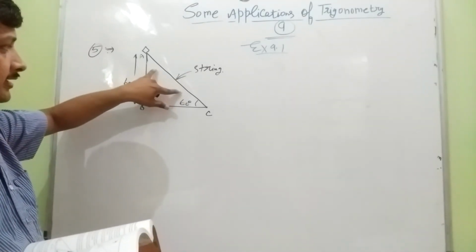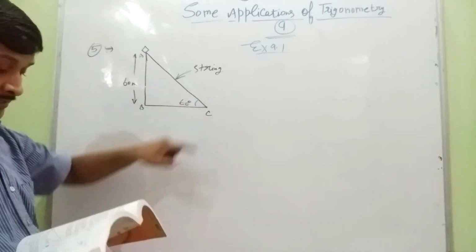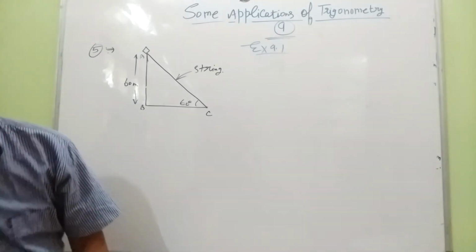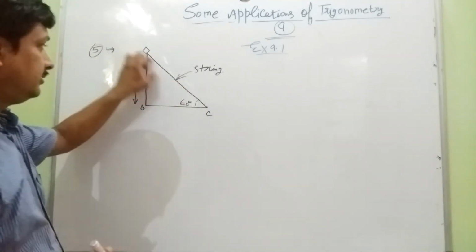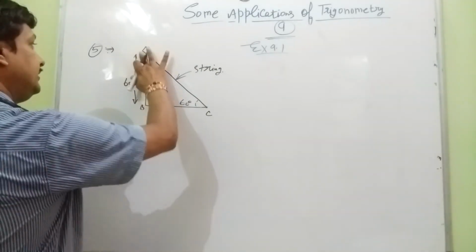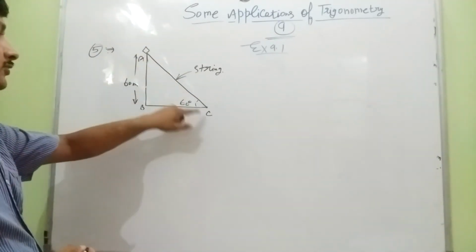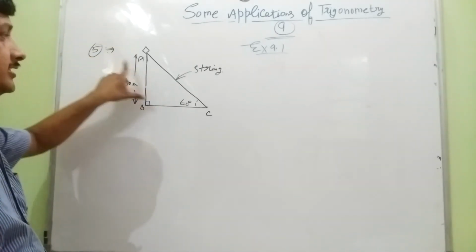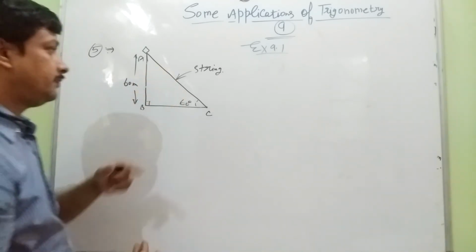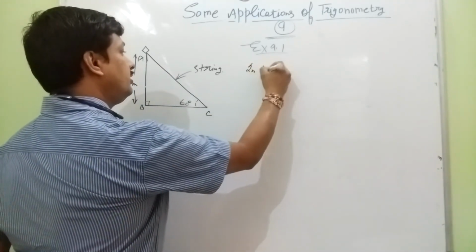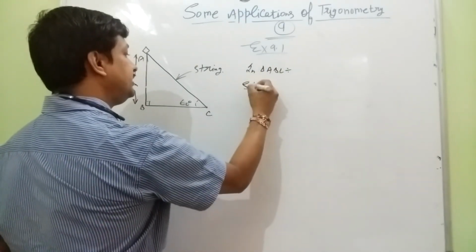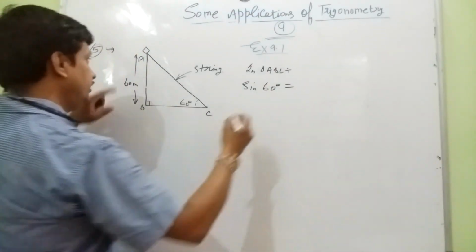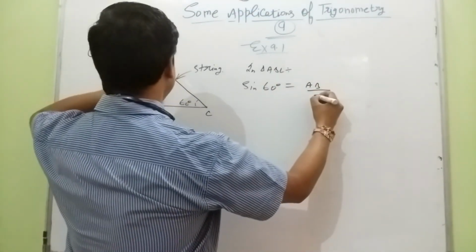So we have to find the length of this string, that is AC, where there is no slack in the string. In that case, we have to find the length of the string. So you can see in this right triangle, this is the perpendicular and this is the hypotenuse. So which formula should you apply? You should apply the formula for sine theta. What is the angle? 60 degrees. So sine theta is the perpendicular, that is AB, upon hypotenuse, that is AC.